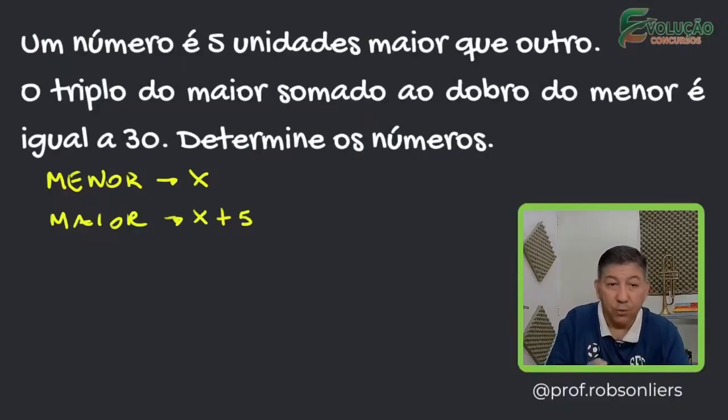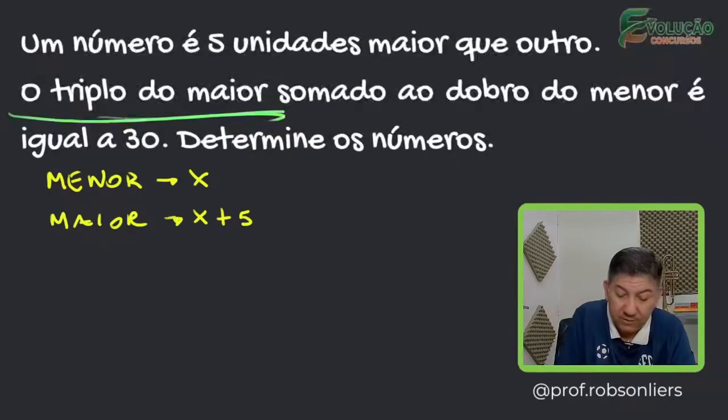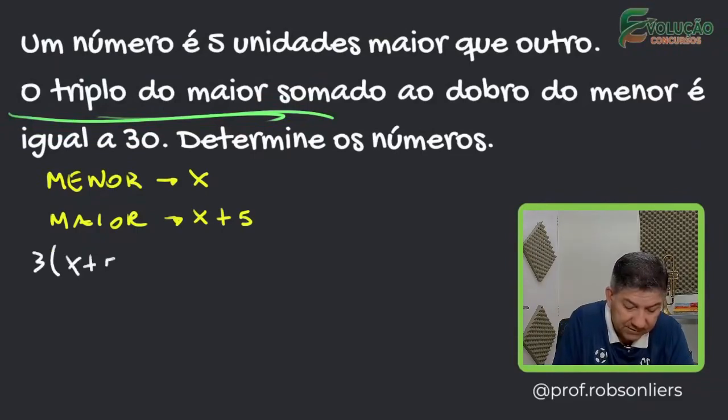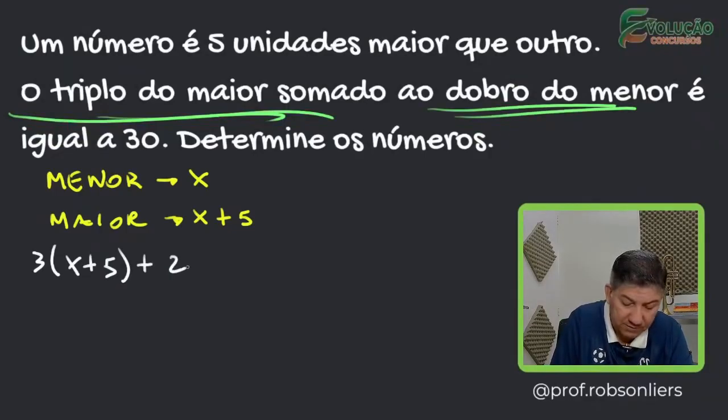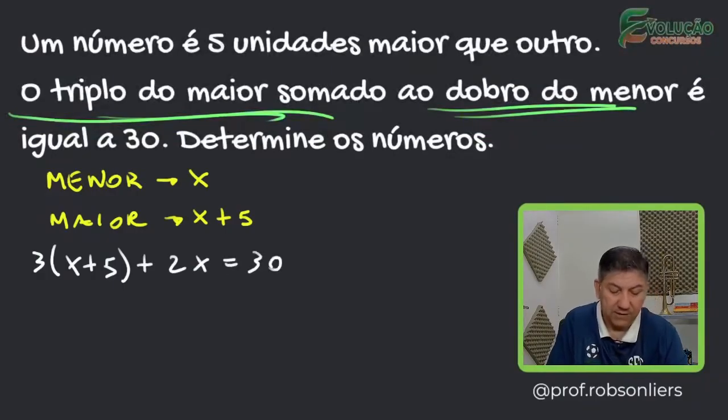Going back to the problem, the triple of the larger one. If the larger one is x plus 5, the triple of the larger one will be 3 times (x plus 5). Added to the double of the smaller one, the smaller one is x, so the double of the smaller one will be 2x. So 3(x + 5) + 2x equals 30. Cool, we set up the equation.